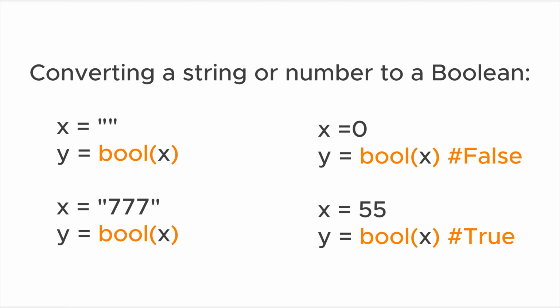Converting a string or number to a boolean. x equals empty string, y = bool(x). y will be False. An empty string is always falsy. x = "777", which is a string, y = bool(x). y will be True because a non-empty string is always truthy.